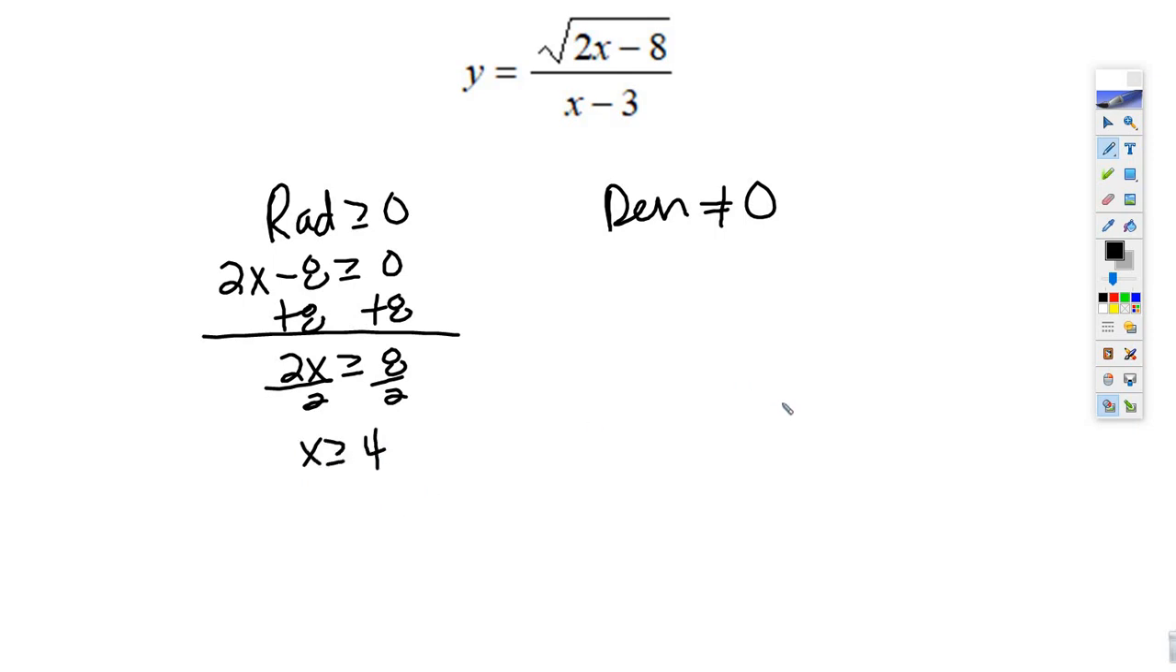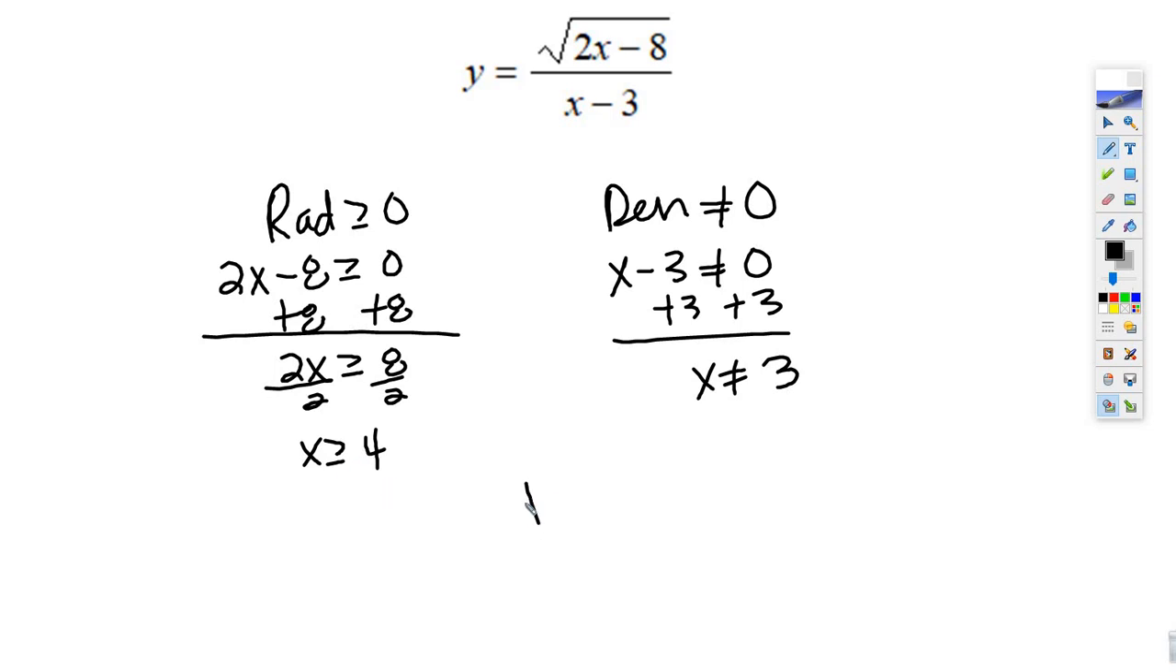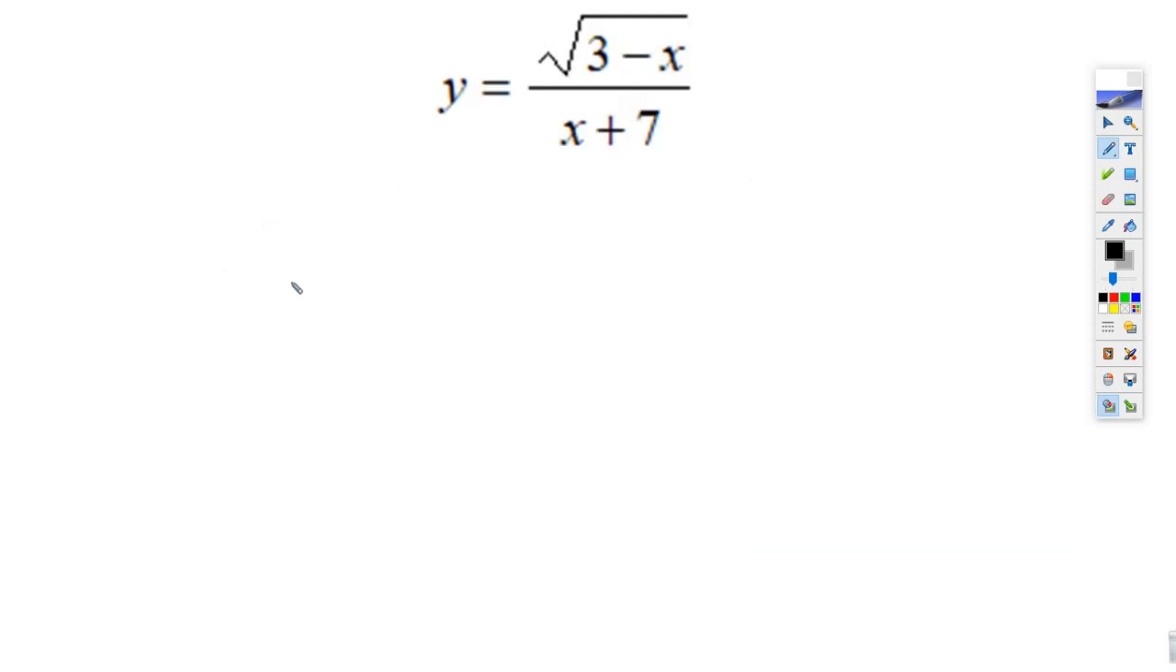Okay? So we need to figure out what makes our denominator 0. So I have x minus 3 cannot equal 0. Add 3. So I have x cannot be equal to 3. Well, that's convenient because my radical says I can't even start until I get to 4. So I don't have to exclude 3 because it's already excluded because my domain doesn't even start until I get to 4. And the last problem.